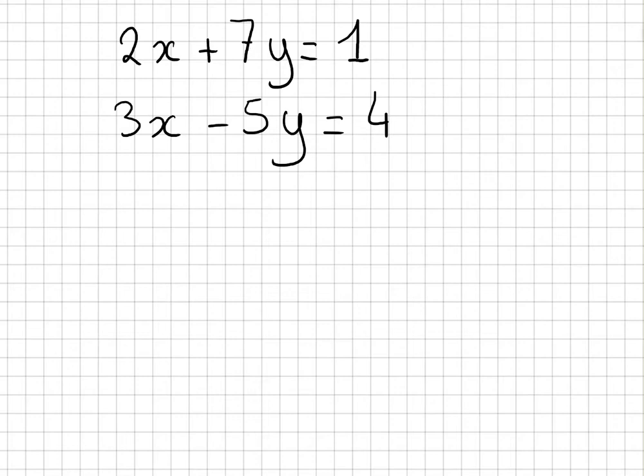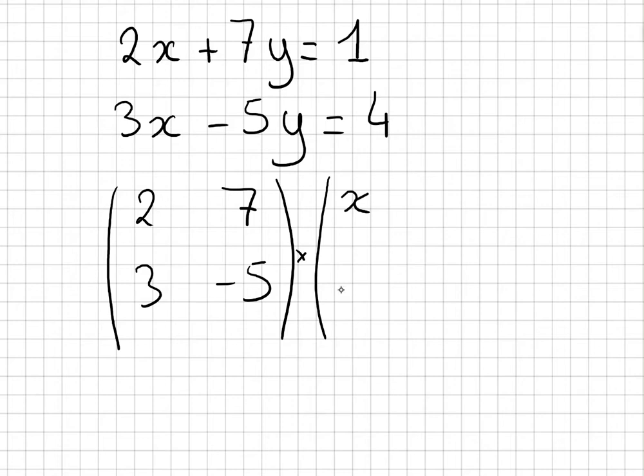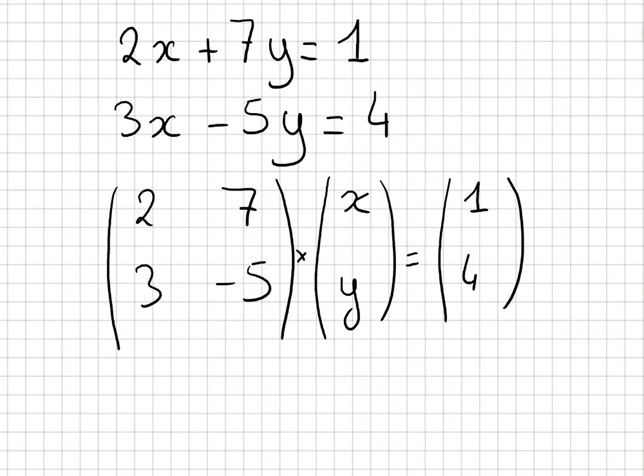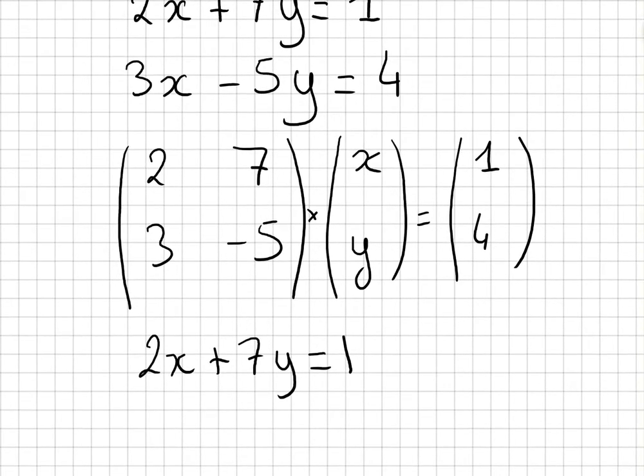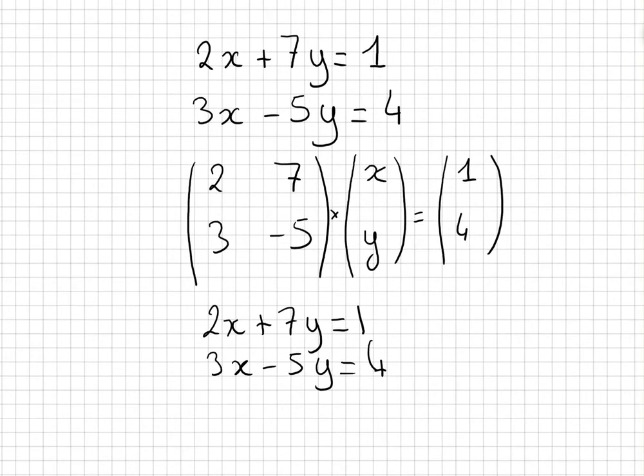So these two linear equations, we can replace them by a matrix system. We use the matrix [2, 7; 3, -5] times the matrix [x; y], equal to [1; 4]. If you multiply those two matrices, it gives us 2 times x plus 7 times y equal to 1, and the second row is 3 times x minus 5 times y equal to 4. So we come back to our two first equations. This system of two equations is exactly the same thing as this matrix system.